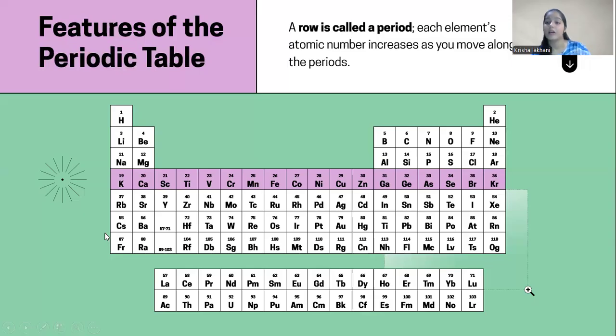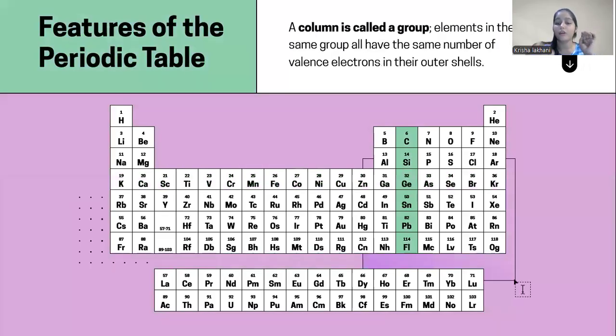Okay, let me be clear. The horizontal ones are the rows. The rows are called the periods, and the vertical ones are called the columns, but in the periodic table they are called groups. In total, we have 18 groups. So it is group number 1, group number 2, group number 3, 4, 5, 6, 7, and it goes on to group number 13, 14, 15, 16, 17, and 18. If you count, there are 18 groups in the periodic table.